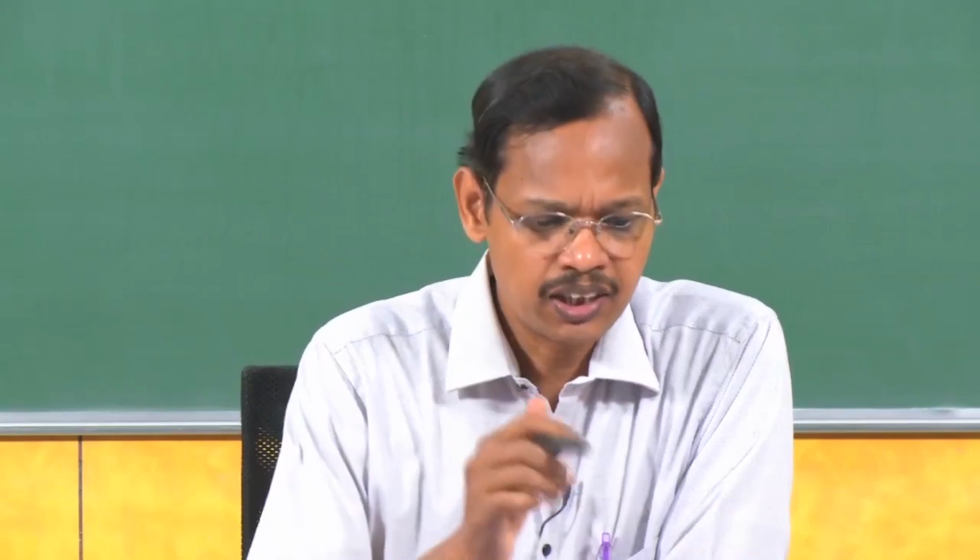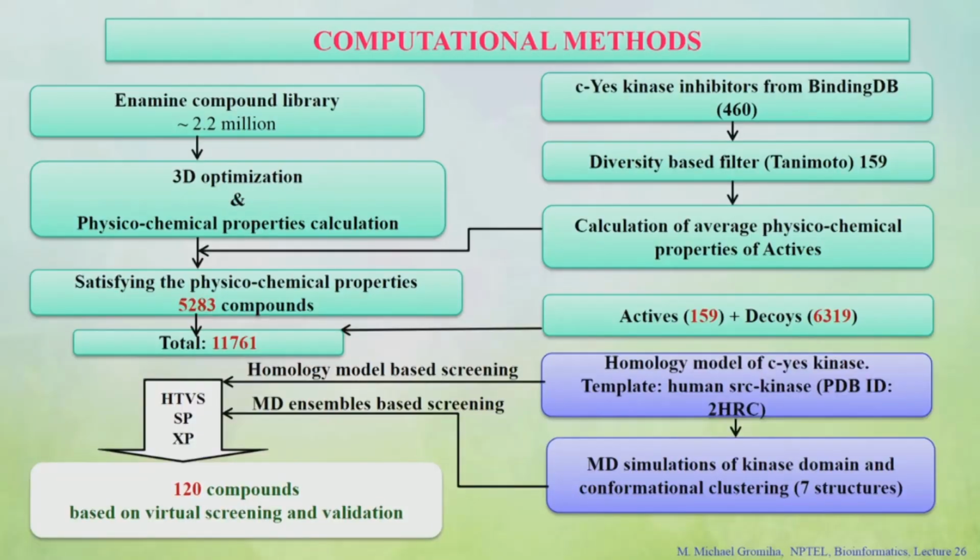First we get the Enamine library, 2.2 million compounds. We need to optimize and check all the parameters, whether it is stable and fine or not. Once we optimize, we can calculate the various physicochemical properties, for example, molecular weight, hydrogen bond donors, acceptors and the molar refractivity, right. So, this is with the ligand.